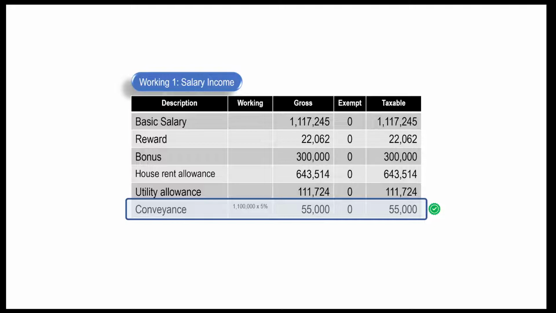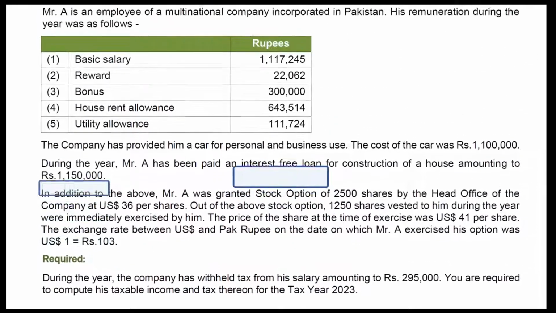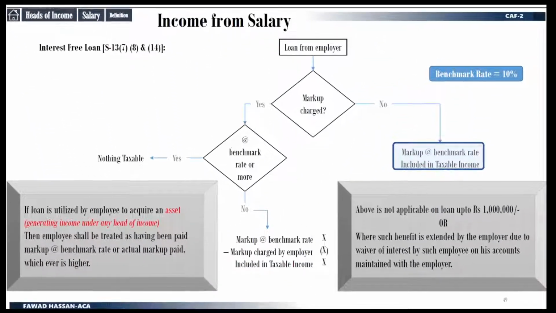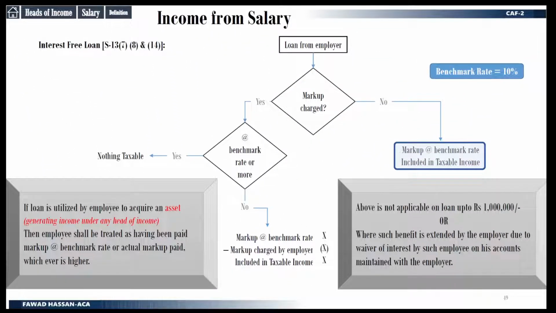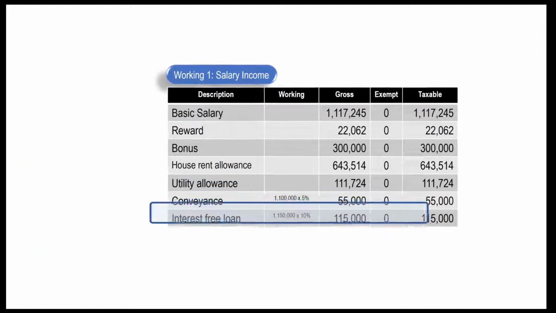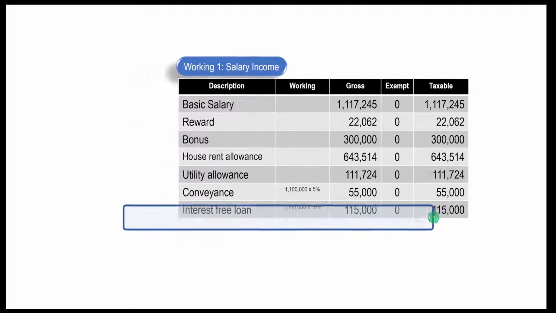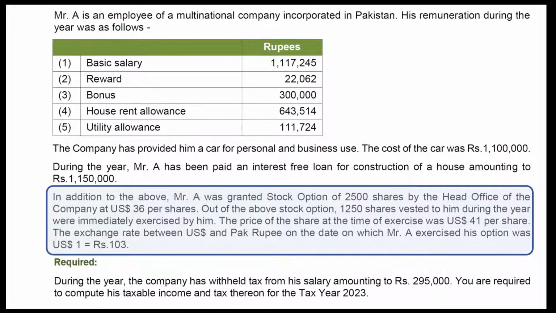Next perquisite mentioned in question is interest-free loan amounting to Rs 1.15 million. Let's first see how to calculate value of this perquisite. Recall the relevant slide of notes. If you want to revise valuation of interest-free loan, a link of relevant video can be found in description of this video. 10% of loan amount will be included as salary income. Mention it in your working. Value comes to Rs 115,000.